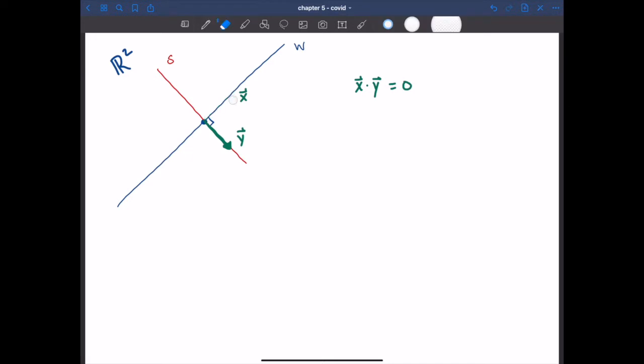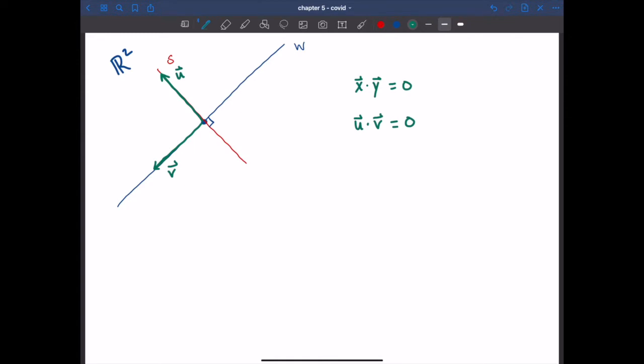Now, there's nothing special about the vectors X and Y that I chose. I actually could have picked any vector inside of W and any vector inside of S, and the same would have held true. So for example, let's pick a vector, say, down here. I'm going to call it V. And I'm going to pick some vector inside of S, maybe something like this, and I'm going to call it U. And again, because the lines S and W intersect at 90 degrees, these two vectors are going to be orthogonal to each other. So U dot V is equal to 0. And hopefully you can see that if I ever pick a vector from W and a vector from S, these two vectors are going to be orthogonal to each other.